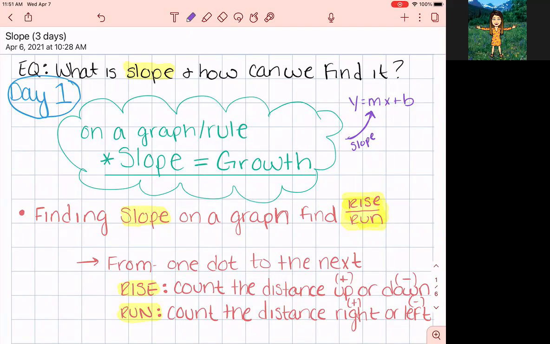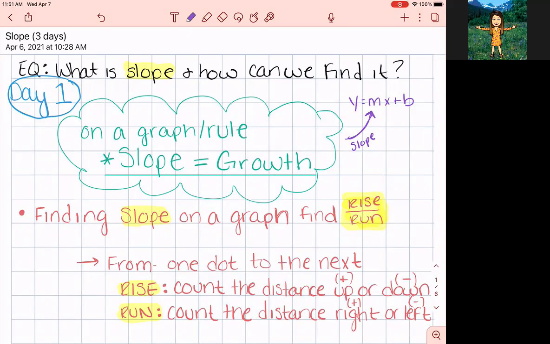So slope is just going to be another word for growth. So we're not actually learning a new vocab word, but it's a terminology that we're familiar with. So when we're looking at a graph or a rule, we've been talking about how the graph grows. We're now going to switch our vocab and use the word slope. So go ahead and get all of this copied down. We'll talk about how we find slope, a new way to find that growth, and then we'll do some example problems.